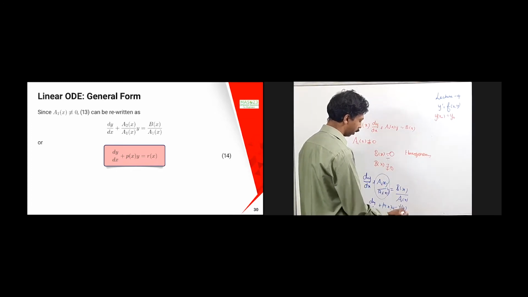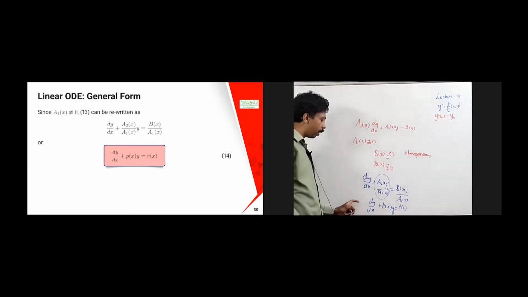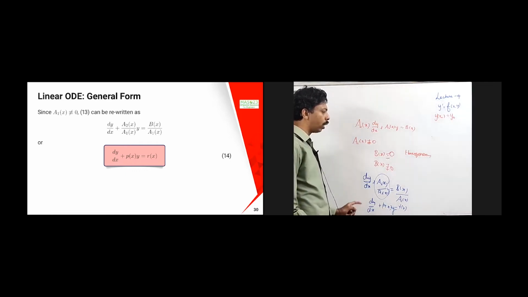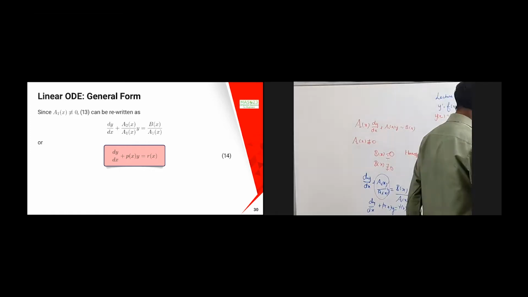So this is the general form of the first order linear ODE. The first order linear ODE general form is this way. These are all first order ODEs only that we are discussing.